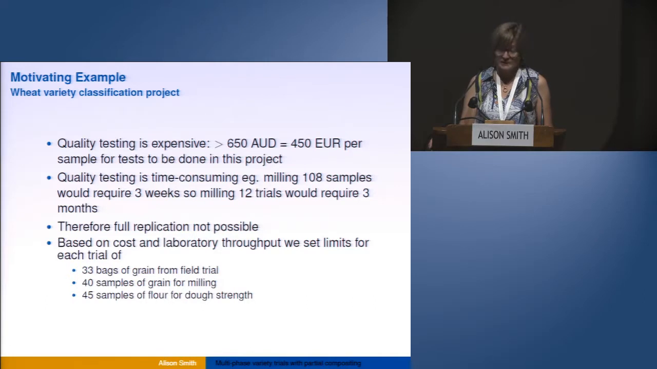But the limits that we've set up, we're going to take 33 bags of grain from a field trial. We're going to split 7 of those to make 40 samples of grain for milling, and then once that's milled to produce flour, we're going to split 5 of those to go on to do dough strength testing.